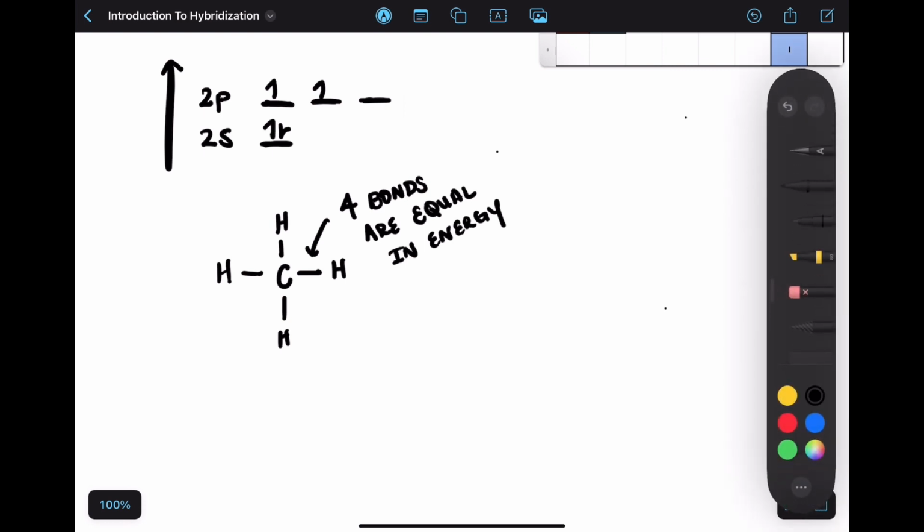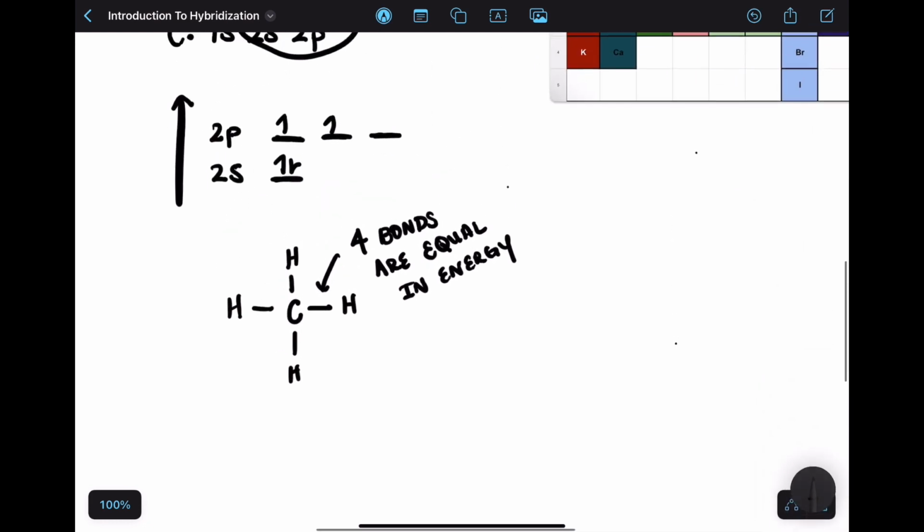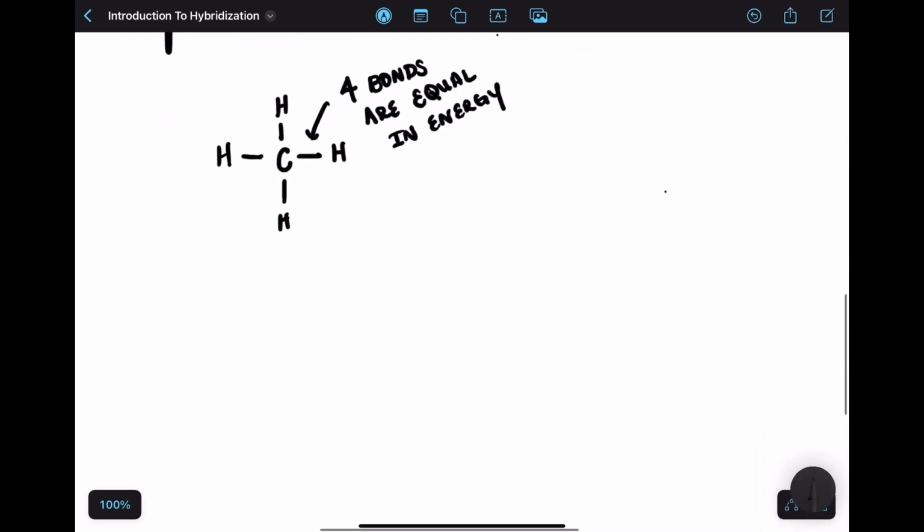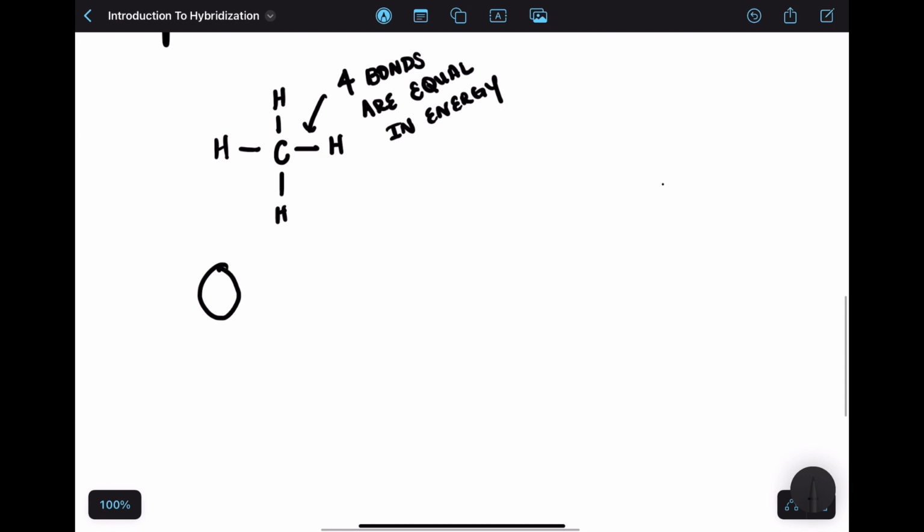Now, before we jump into that new model, we'll need to understand a little bit about orbitals. So this is a terrible circle. Let's see if I can do better. So here is the nucleus, and this is the s orbital. What is an orbital exactly? An orbital is essentially nothing more or nothing less than a probability cloud.